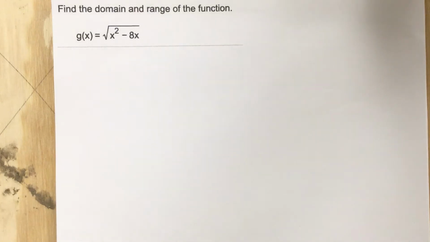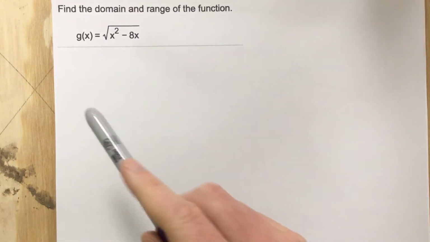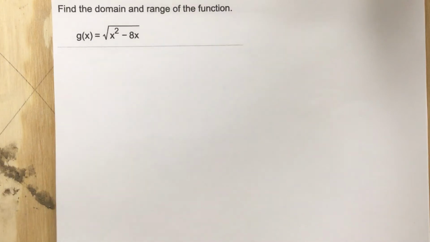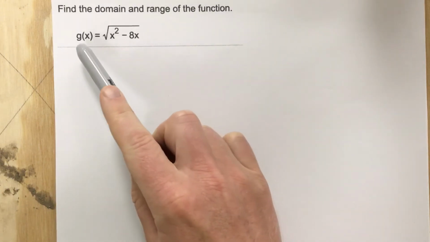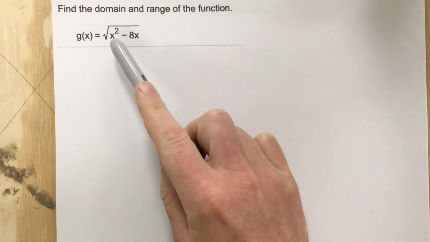This is problem number 1 for assessment number 1. It says find the domain and range of the function, and it gives you the function g of x equals root x squared minus 8x.